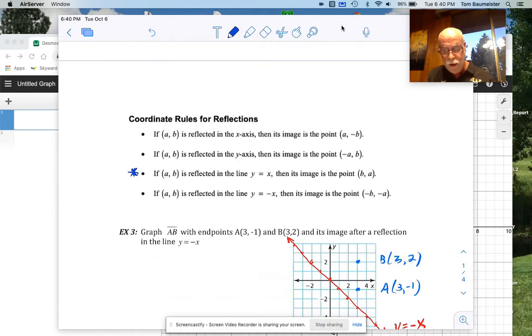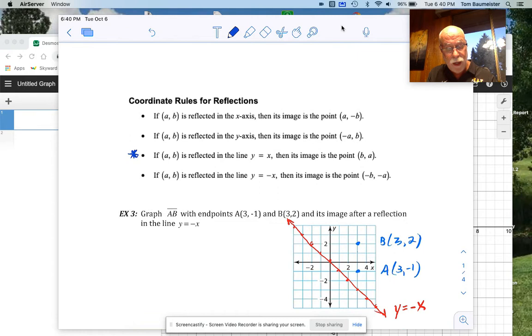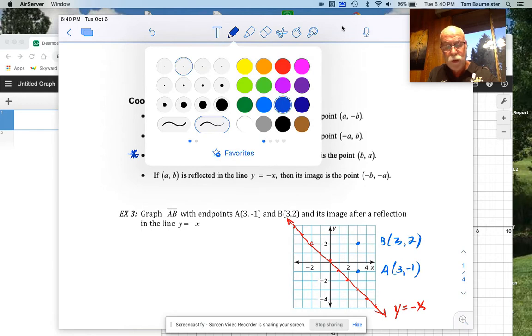Now this one here, we're going to see the same kind of thing. If it's in the line y is equal to -x, then its image is the point, so it's going to flip it, and then it's going to negate them. So I'm going to have -b and -a. Let's make sure that one is true on this one here.